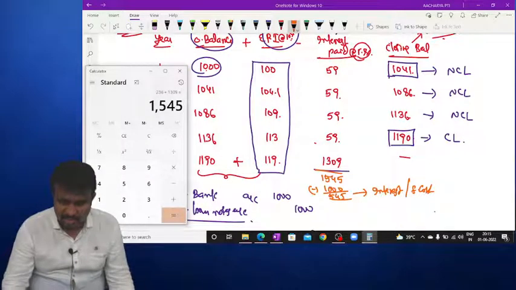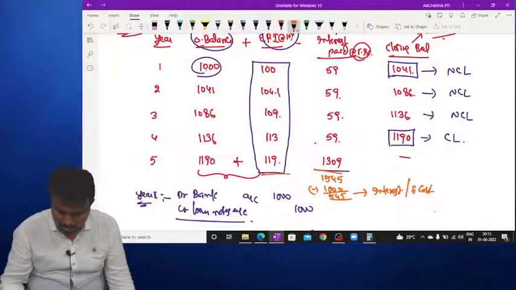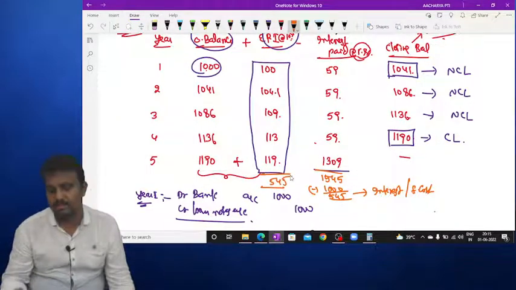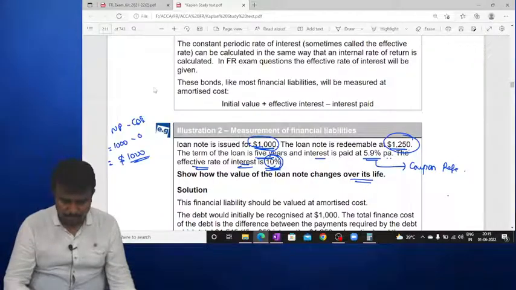So what is the effective rate of interest? Total 100 plus 104, 109, 113 plus 119 equals how much? 545. This is what is meant by effective rate of interest. So this is the problem.